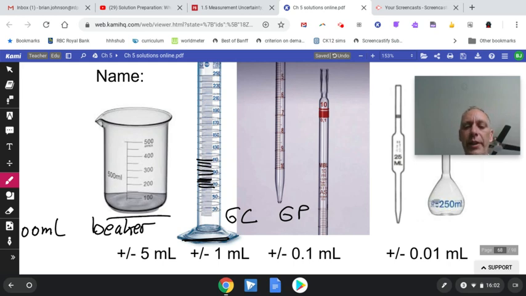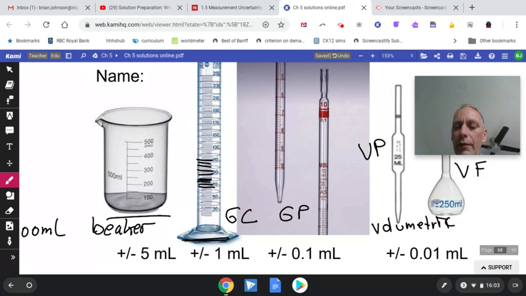The last one you've probably never seen before, so I'll put down the initials, VP, VF. What do you think the V stands for? If you said volumetric, you are wrong. I'm kidding, you're right. Volumetric pipette, volumetric flask.